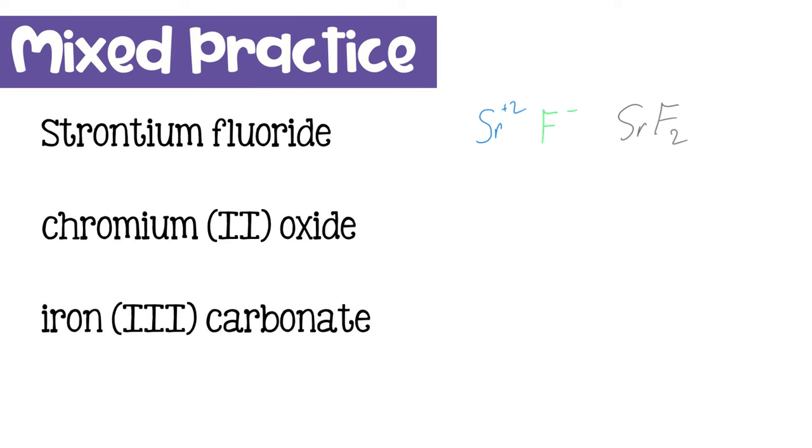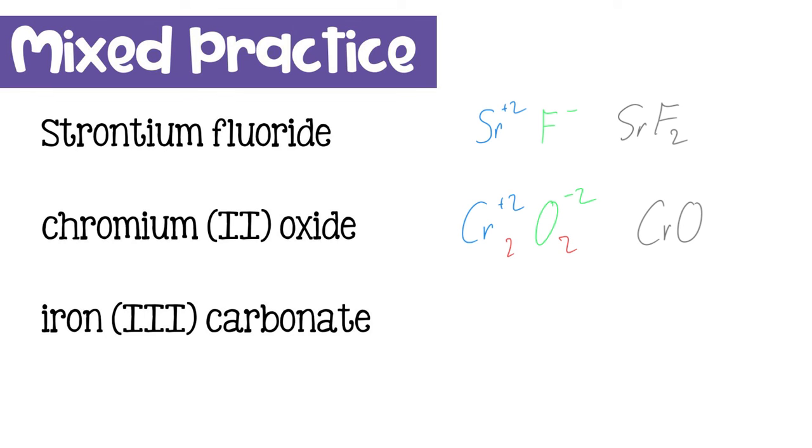Now let's look at chromium(II) oxide. Chromium is a transition metal with a +2 charge in this case, so Cr plus 2, and oxide means oxygen, which is O with a -2 charge. Crisscross, we get Cr2O2, which simplifies to CrO.